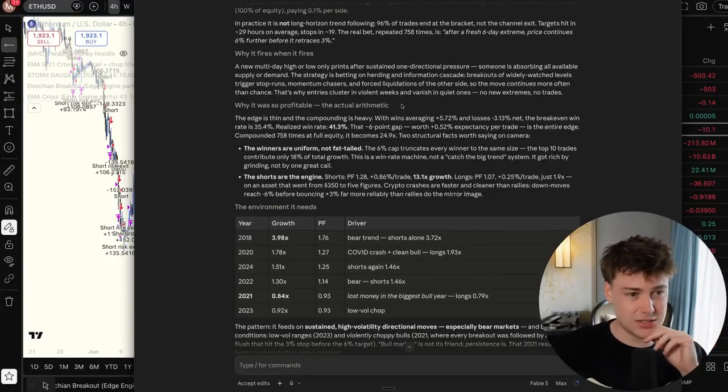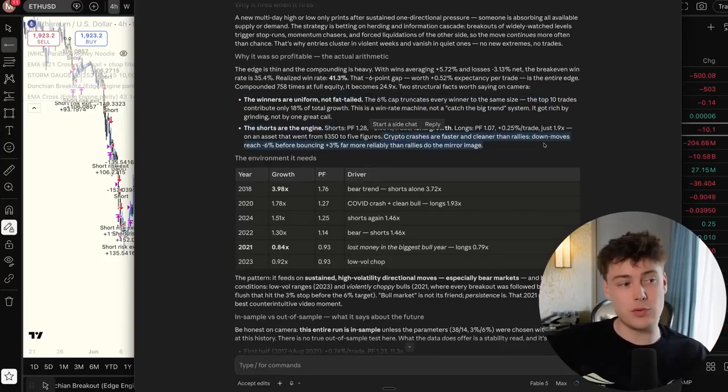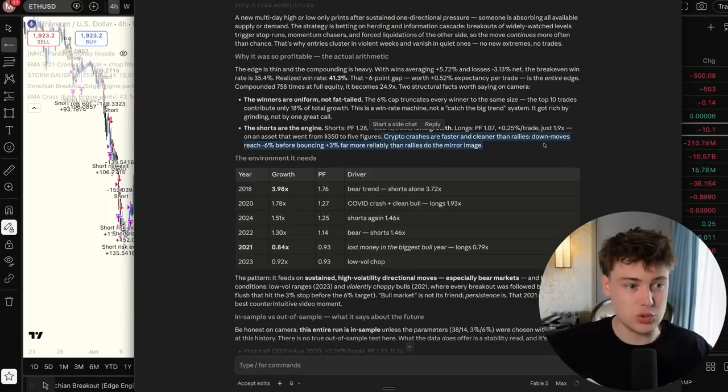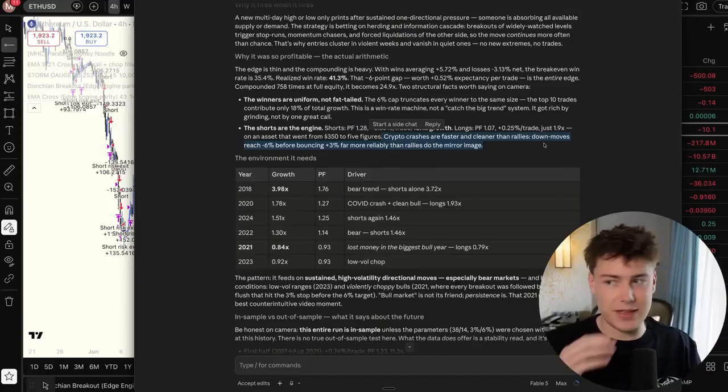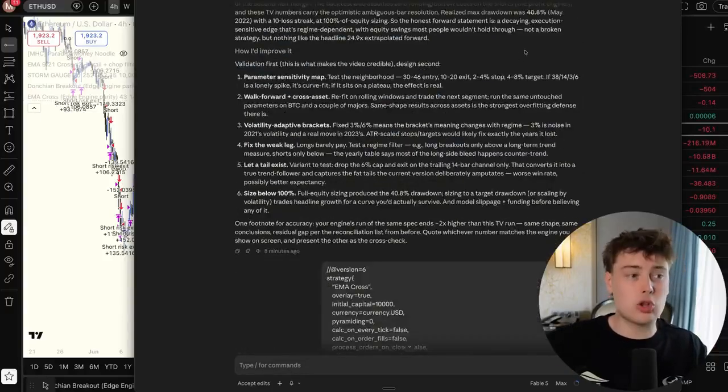Two structural facts worth mentioning: the winners are uniform, not fat-tailed. The 6% cap truncates every winner to the same size, and the shorts are the engine. Crypto crashes are faster and cleaner than rallies. Down moves reach 6% before bouncing 3% far more reliably than rallies do in the mirror image. So that's one of the reasons why the strategy maintained profitability in the downtrend. That was one of the questions I asked before: how Claude would improve it.